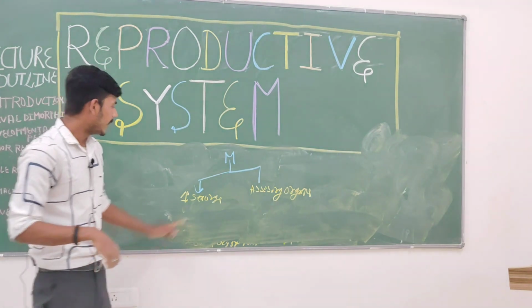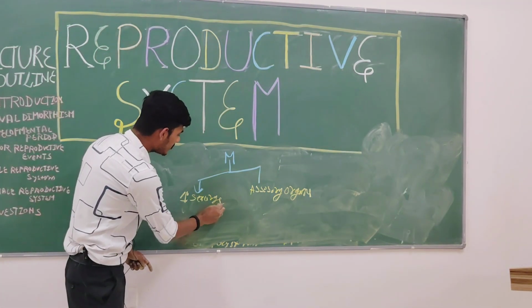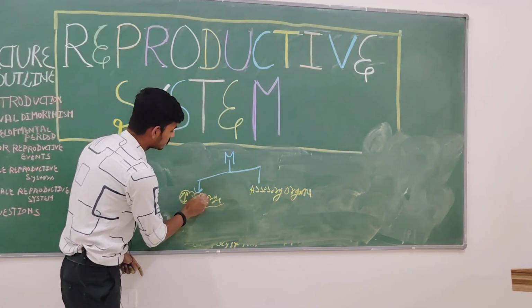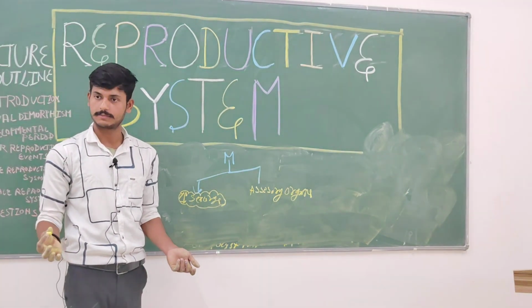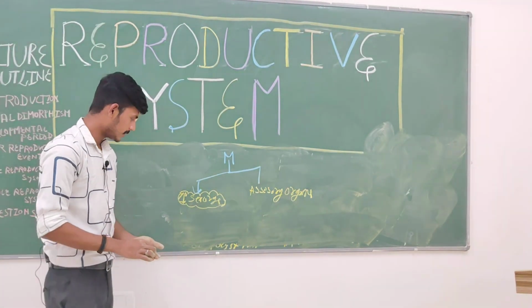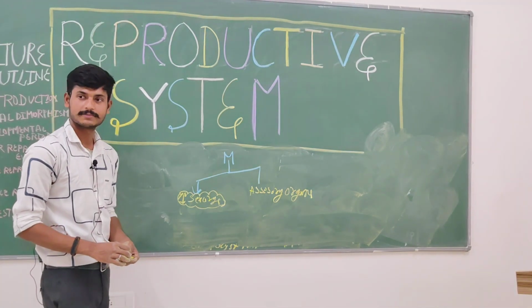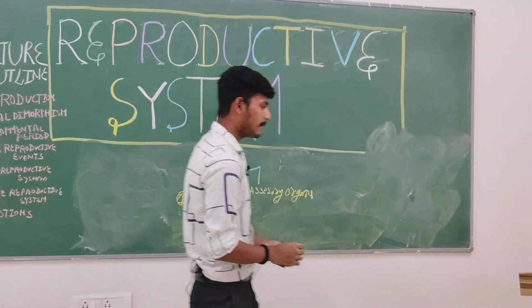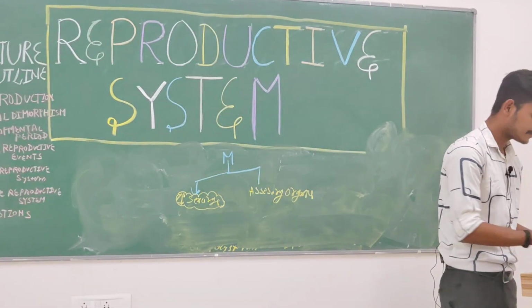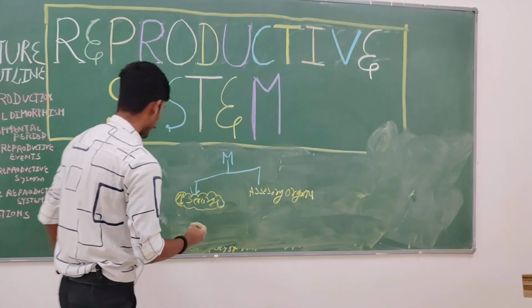Understanding? Okay. In the primary sex organ, testis will come. Okay, is it correct? Yeah. Okay, so in the primary sex organ, there is a testis.